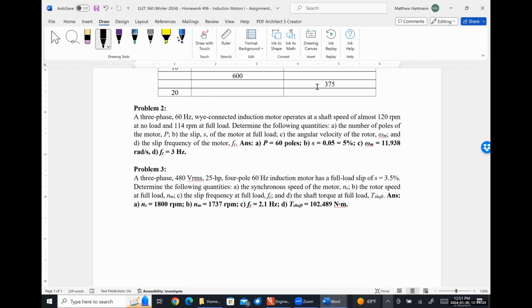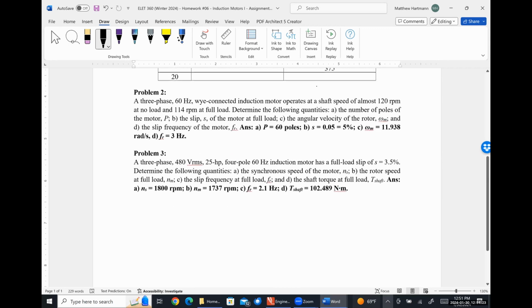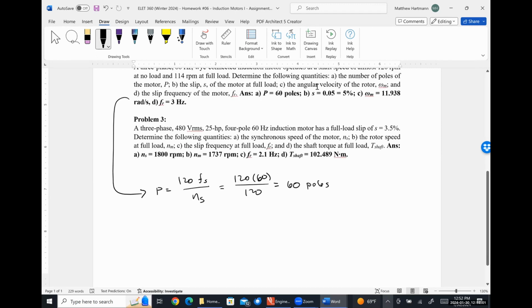So for part A, it's literally just applying that equation from earlier, right? If we rearrange that equation, we find that the number of poles is equal to 120 times our frequency divided by our effectively unloaded shaft speed. So that would be 120 times 60 divided by 120 equals 60 poles. Easy enough.